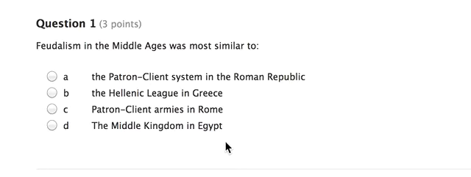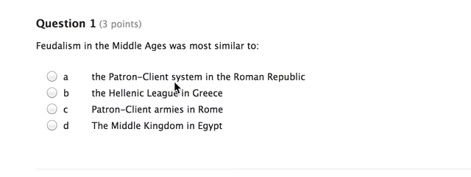This one here, the Middle Kingdom in Egypt, there really wasn't any kind of reciprocal arrangement between social classes in Egypt. It was really a pharaoh and his subjects. So there wasn't a mutual obligation situation. Now one could say, well, maybe the obligation of the pharaoh was to secure the inundation, but it really doesn't fit as well as feudalism.